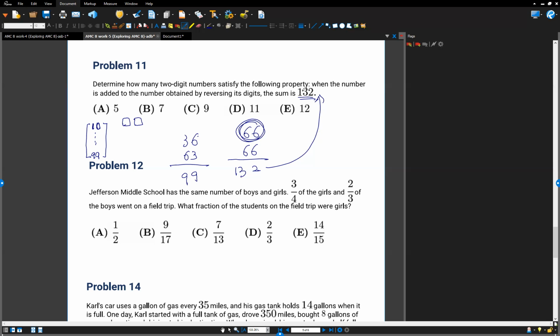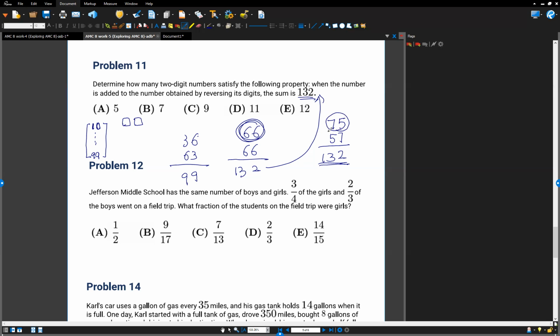That satisfies the condition. So I think there are more than this number, not only 66. Maybe 75, try this one. 75, and 57 when you reverse it. This is also 132, right? Yeah, this is working too. We got two numbers over here.